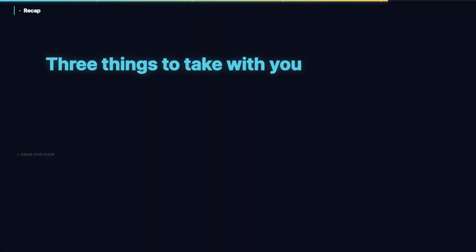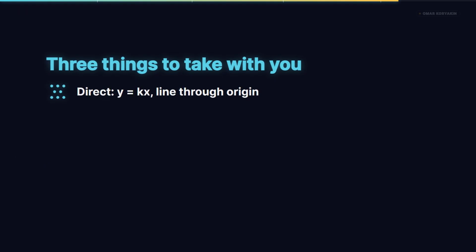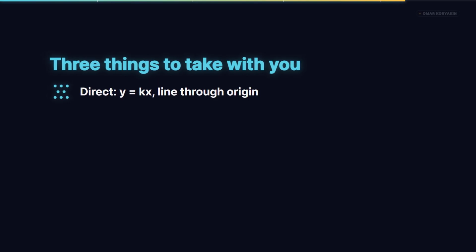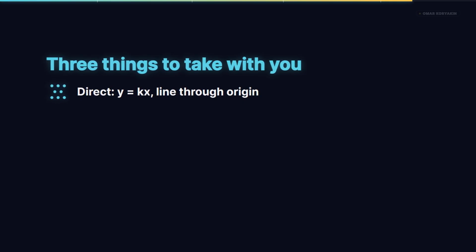Three takeaways for variation problems. Each one describes a different way two quantities can be linked. Direct variation links y to x linearly. Y equals k times x. The graph is a straight line through the origin. To find k from a known pair of values, divide y by x. To find y from a new x, multiply that x by k.